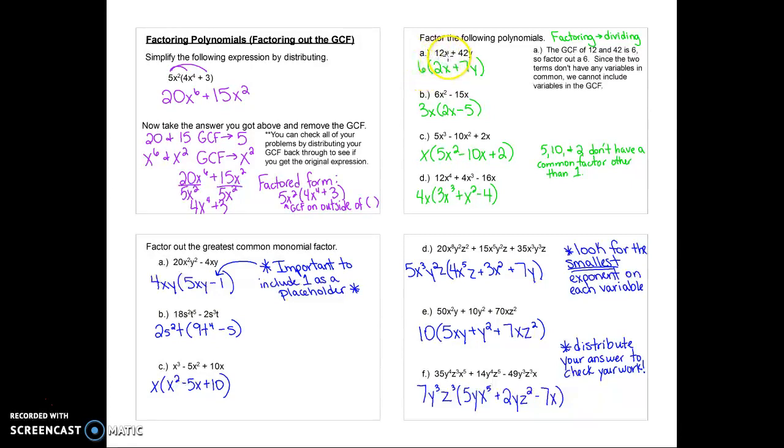Then again, I always look at my variables as well. I have an x with this term and a y with this term.